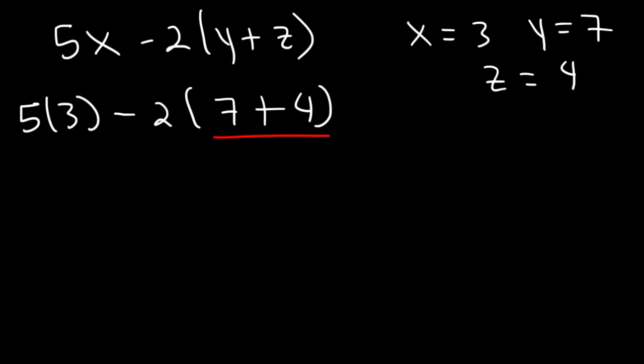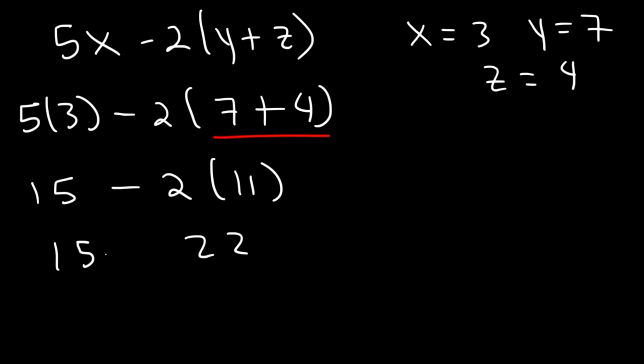We need to add 7 plus 4. We could multiply 5 times 3 simultaneously. That's going to be 15. 7 plus 4 is 11. Now we need to multiply before we subtract. 2 times 11 is 22. So what we have is 15 minus 22, which will give you negative 7. And so that's the end result for this problem.